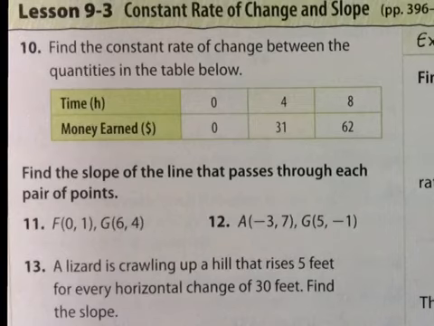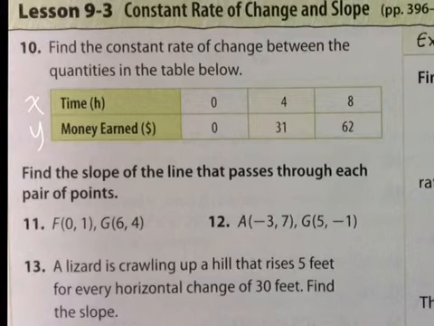You have questions 10, 11, 12, and 13 to do as an independent practice. Find the constant rate of change between the quantities in the table below. So we're looking for the rate of change. X and Y are right there. They both start at 0, so at 0 time, there's 0 money earned. After 4 hours, we earned $31, so it looks like it's still slightly less than $8, right? If we were to divide it, I'm going to say it's about $7.75 maybe. And then here again, double the amount of time, we made $62.